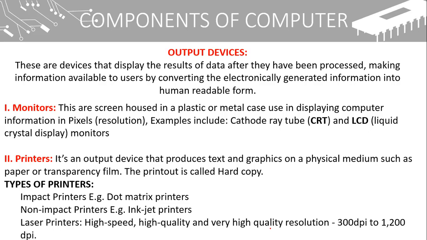The printer, we all know what a printer is, an output device as well that produces text and graphics on a physical medium such as paper or transparency film. The printout is called hard copy. What you print out from the printer is known as hard copy. Types of printers, we have the impact printers, an example is the dot matrix printers. We have the non-impact printers, which is the inkjet printers.